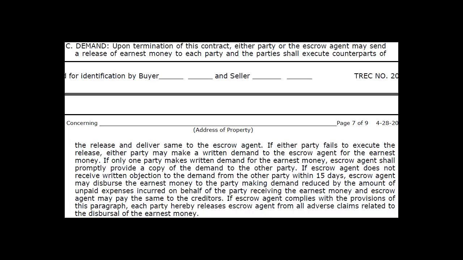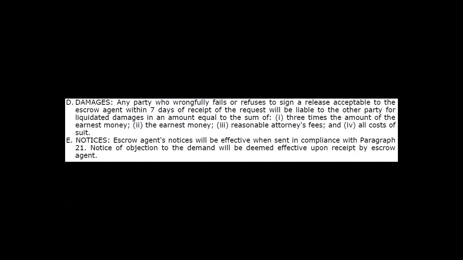But here's what happens. D, damages. Any party who wrongfully fails or refuses to sign a release acceptable to the escrow agent within 7 days of the receipt will be liable to the other party for liquidated damages in the total of either 3 times the amount of the earnest money, or reasonable attorney fees and the cost of the suit. So basically, if you think that you're at fault and the earnest money is owed to somebody else, just sign a stinking form and get it over with, or somebody's going to end up having to pay out an arm and a leg. It'd be kind of crazy.